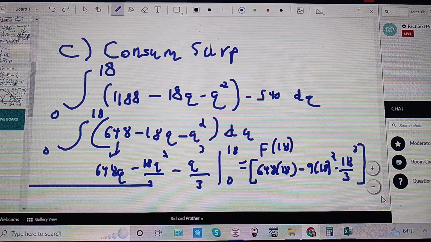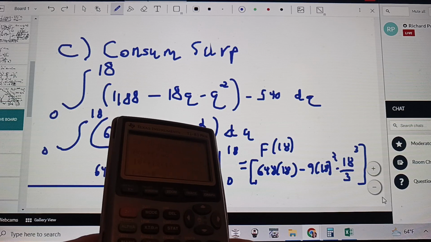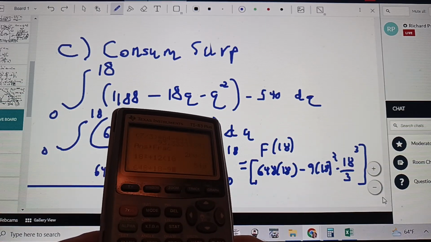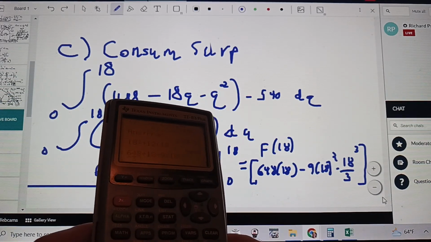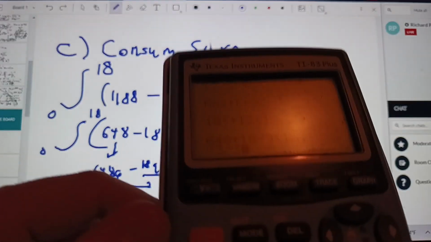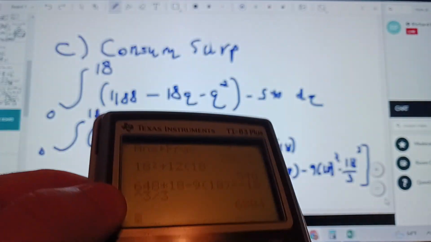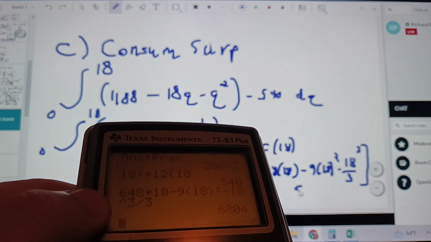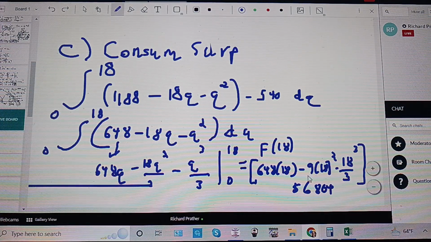And big F of 0 is all zeros, so I don't have to worry about it. 648 times 18 minus 9 times 18 squared minus 18 cubed divided by 3. So it came out to exactly 6804. $6,804 is the surplus for the consumers.